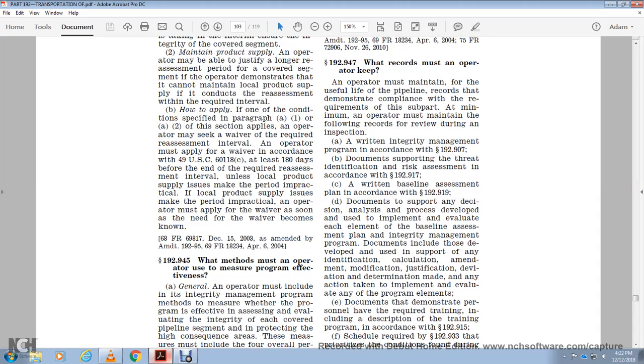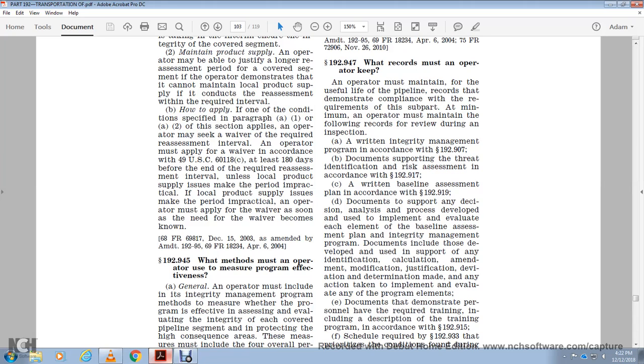192.947, what records must the operator keep? The operator must maintain for the life of the pipeline records to demonstrate compliance with the requirements of the subpart. At a minimum, the operator must maintain the following records for review during inspection. Written integrity management program in accordance with 192.907, the documents supporting the threat identification and risk assessment in accordance with 192.917, the written baseline assessment plan in accordance with 192.919, documents supporting any decision made in the process implemented with each of the elements of the baseline assessment plan.